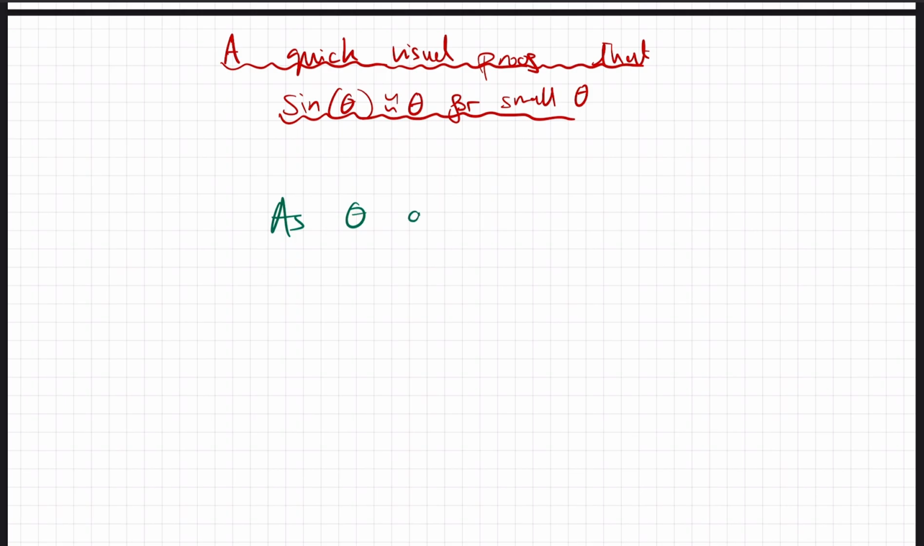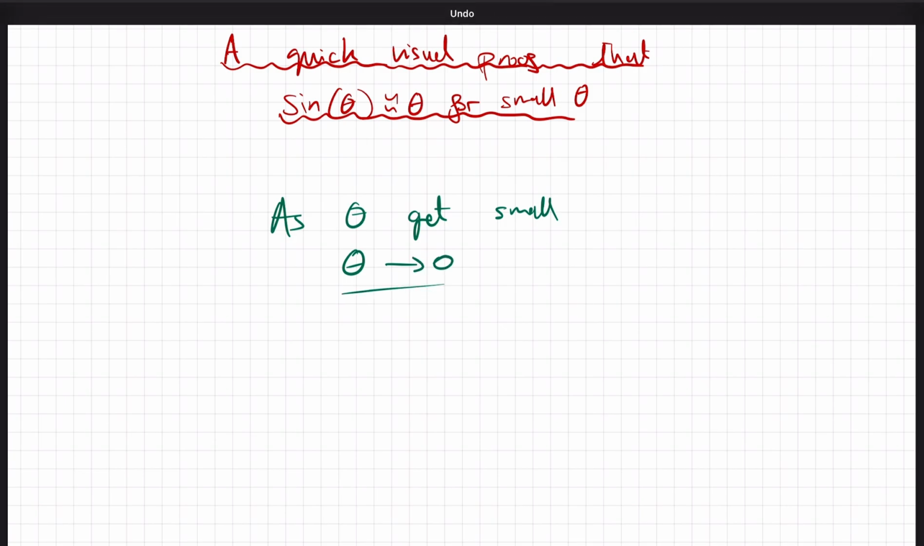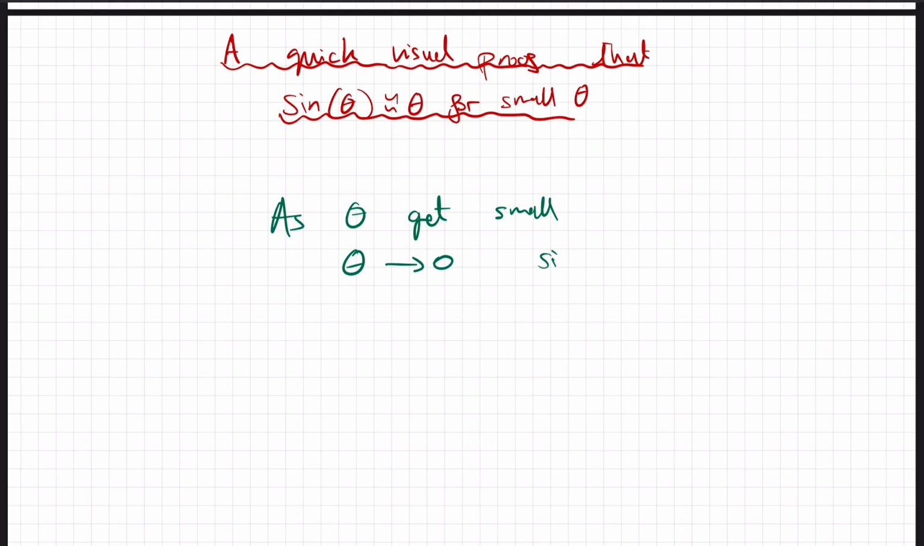In this video I'm going to give you a quick visual proof of the small angle sine approximation, i.e. as theta gets small, which can also be written as theta approaches 0, but you have to remember that theta isn't 0. As theta approaches 0, sine theta approaches just theta. This is the small angle approximation, and it's really useful.